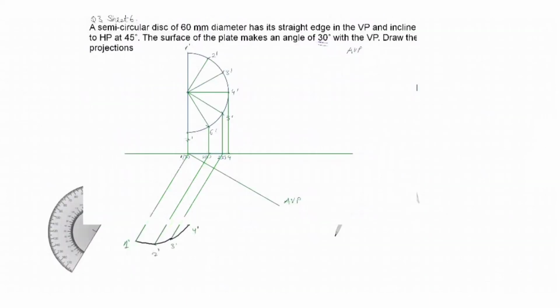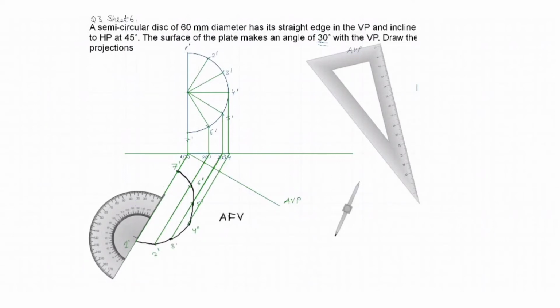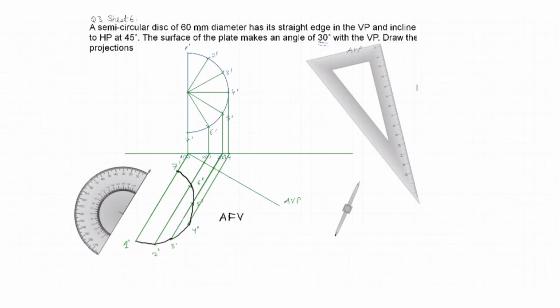Okay, now to draw the auxiliary top view, we will make use of the auxiliary inclined plane. So as per the question, the straight edge is in the VP and inclined to HP with an angle of 45 degrees. So we will make a plane, the auxiliary inclined plane, at an angle of 45 degrees to its straight edge. With the help of this protractor, so this is the edge. So I will draw a plane which is at an angle of 45 degrees to this straight edge.